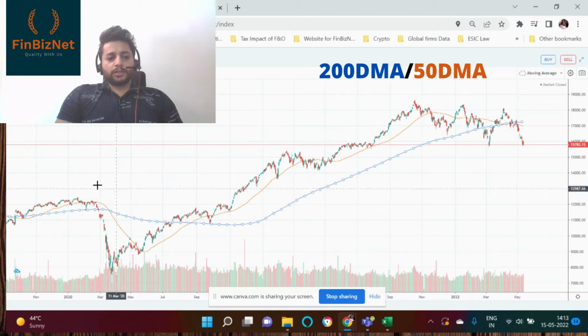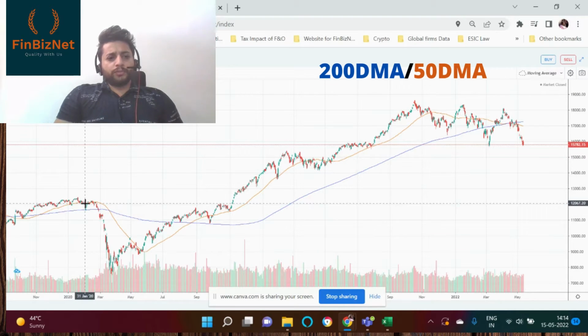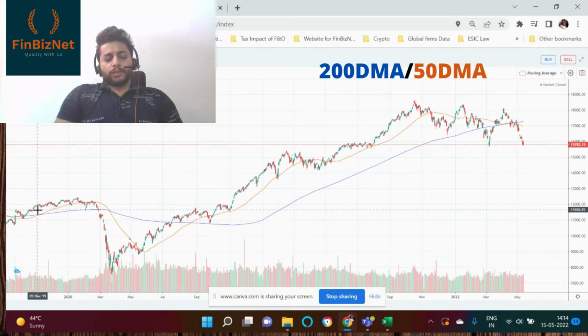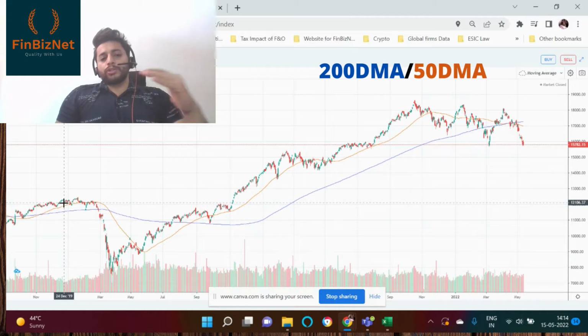What I'm discussing here is how to use the 50 DMA and 200 DMA on your charts. You can see that this 50 DMA is staying above the 200 DMA line, along with Nifty 50, which is staying above the 50 DMA line. So here it means the trend is bullish. Where the Nifty is above the 50 DMA and the 50 DMA is also above the 200 DMA, we can say the trend is bullish there.